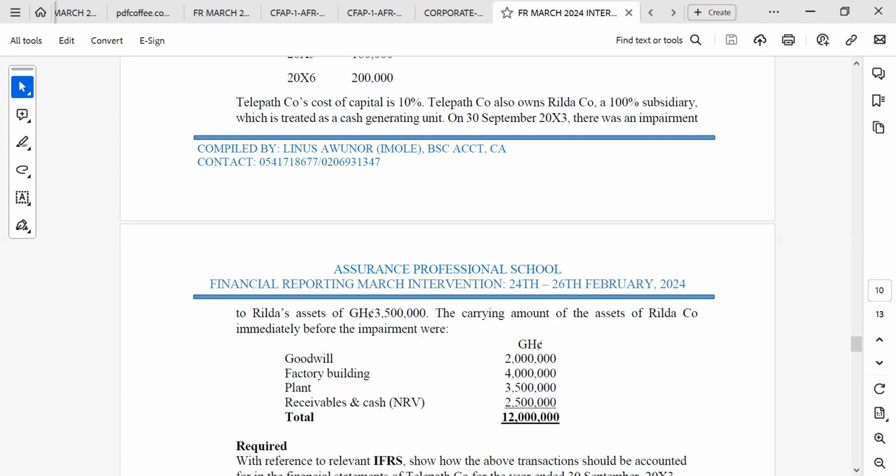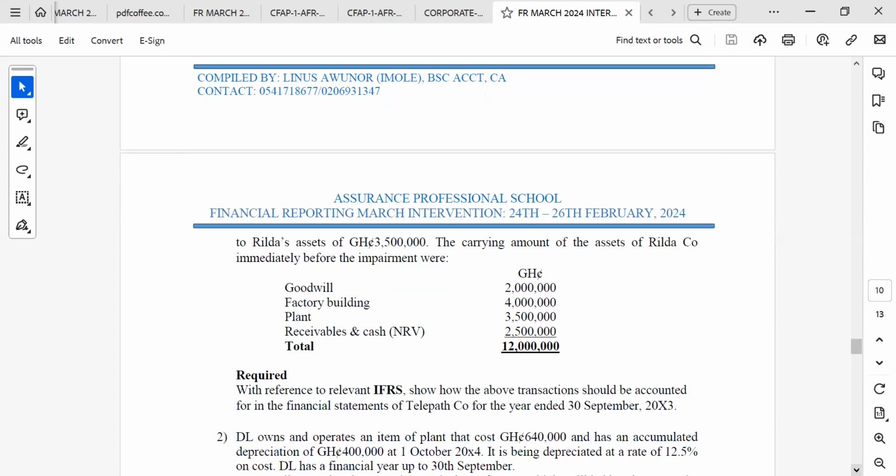With reference to relevant IFRS, show how the above transaction should be accounted for in the financial statements of Telepath Company for the year ended 30th September 20X3. All right, thank you.